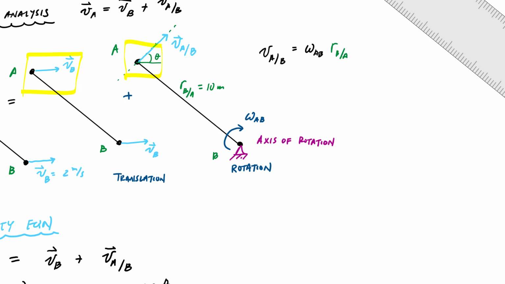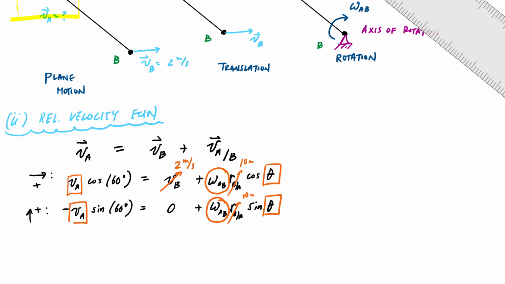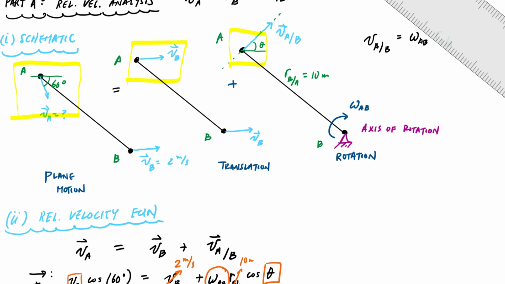If I make that substitution here, right now I have one unknown: VA is an unknown. I know VB; VB is 2 meters per second to the right. I know RBA is 10 meters. Omega AB is an unknown, so I'll circle that. And then this angle theta is an unknown, so I've got to do some work and figure out what theta is.